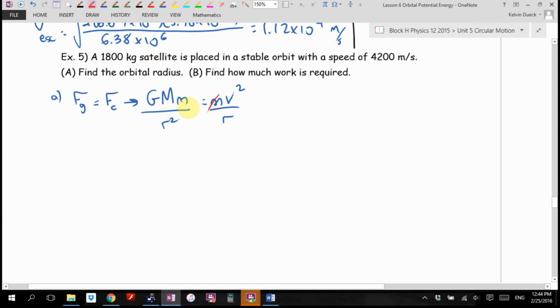For orbits, the mass cancels, not for how much work to put it up there, but once you're up there, the mass cancels. What do they want me to find in part A? Orbital radius. I think this r cancels that r. This r will move to the top, and the v squared will move to the bottom. I've just derived yet another equation, which is why I said don't bother memorizing every equation out there. The orbital radius is going to end up being big G, big M over v squared.